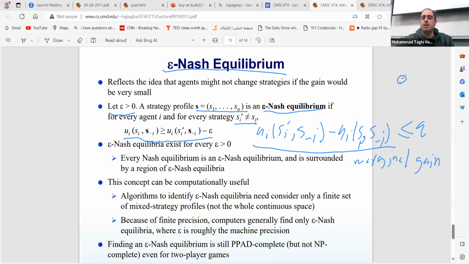In general, this seems to be a kind of relaxation where hopefully you can find an epsilon Nash in a better way. However, there is another proof: people have proved that finding an epsilon Nash equilibrium is still PPAD-complete.